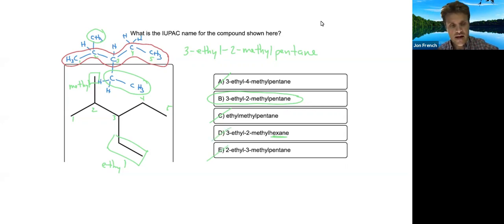So hopefully these practice examples, these are right from the homework, hopefully these help with your homework problems. If you need any more help, just let me know. I'd be more than happy to work through an IUPAC question with you.